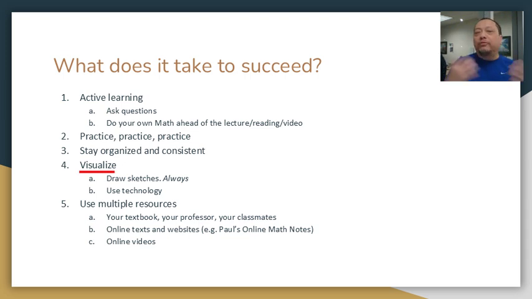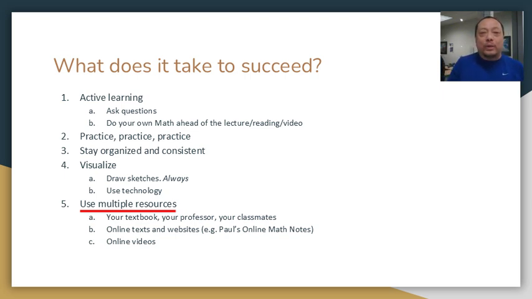Visualize things. We're all visual people. Always draw sketches to visually see what's going on in a math problem. Use technology when needed. Use Desmos. Use GeoGebra. Use multiple resources for learning. Obviously, learn from your book, your professor, and your classmates. That's obvious, but many people miss it. Many people don't read the book or don't exchange ideas with classmates. That's a mistake. Always read the book and always bounce ideas and questions with your classmates.